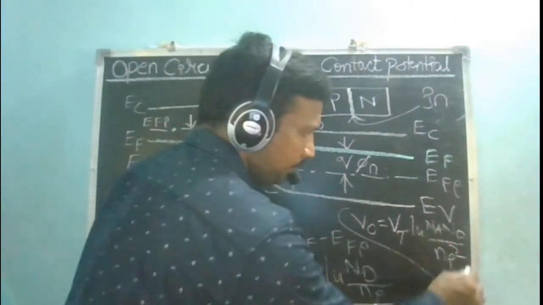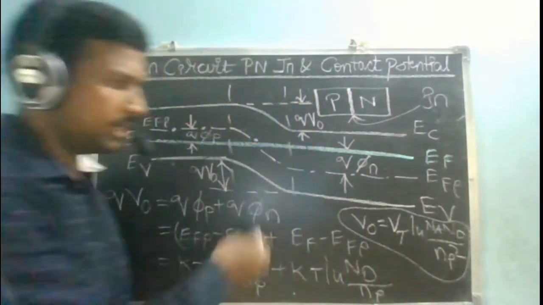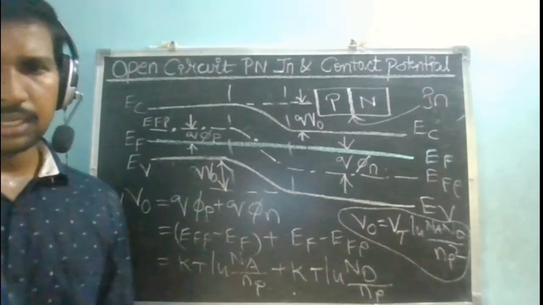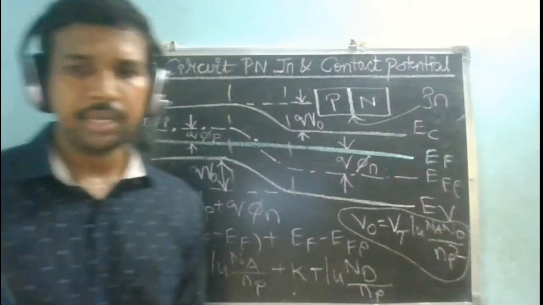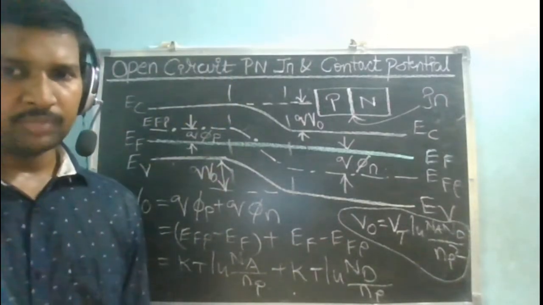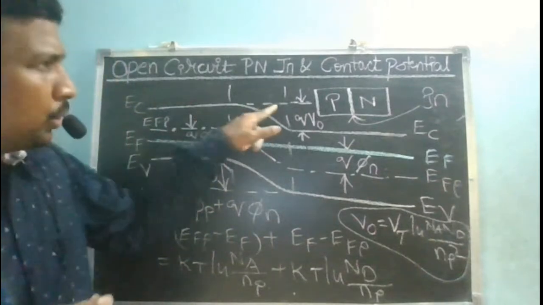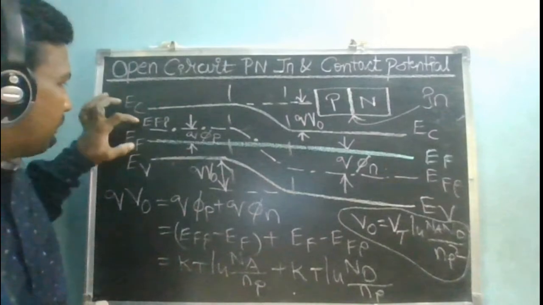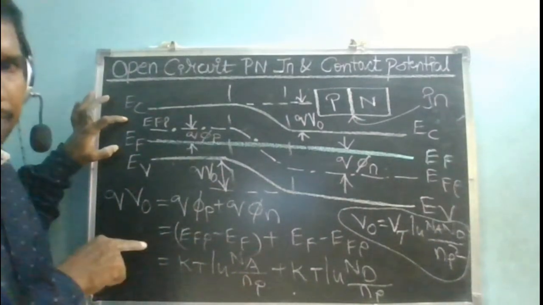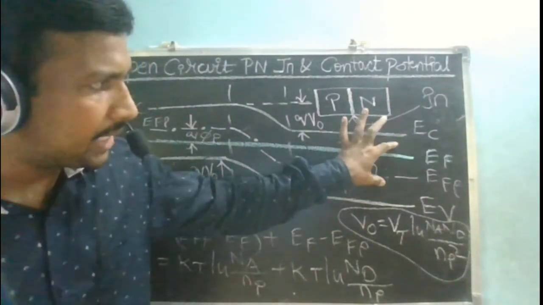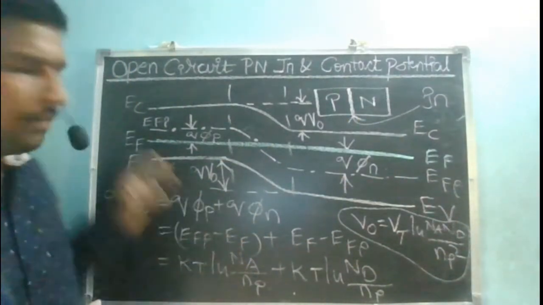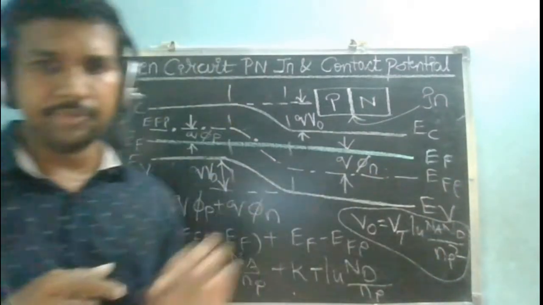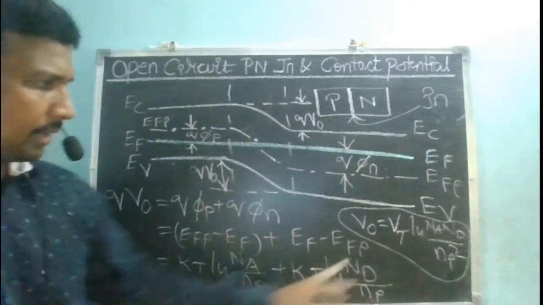I have an expression for the built-in potential or contact potential: V naught is equal to Vt ln Na Nd by Ni square. How have we derived this? Q times V naught is given by Q times phi P plus Q times phi N. Q times phi P is given by EFI minus EF, and Q times phi N is given by EF minus EFI. We have expressions for these, and we used them to determine V naught.